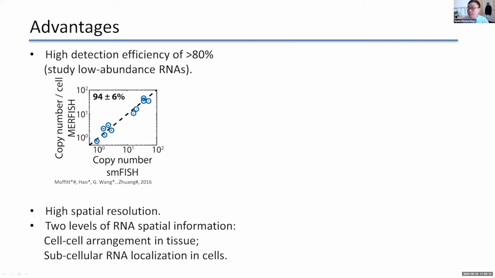So this technique, I think Faye mentioned this, is not just cell-cell spatial resolution. Actually, you have nanometer-scale, single-molecule spatial resolution. And because of that, we actually have 2 levels of RNA information. One is this cell-cell arrangement in tissue, and then also the subcellular RNA localization in cells.